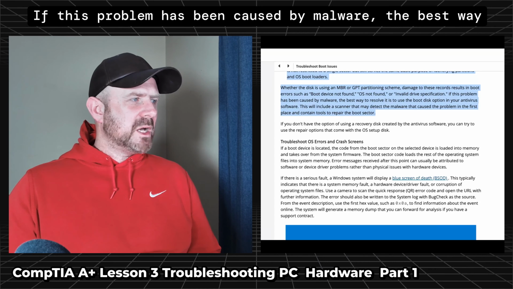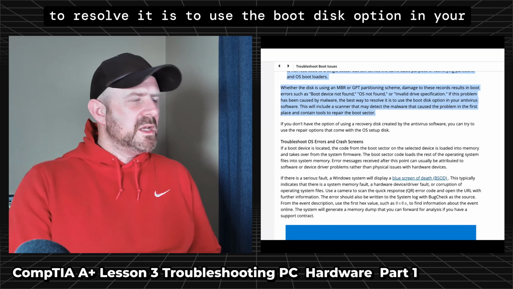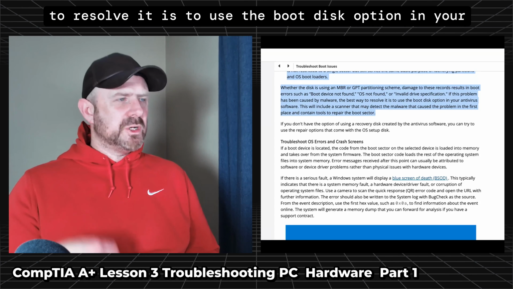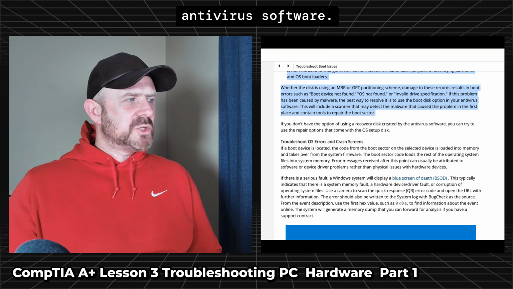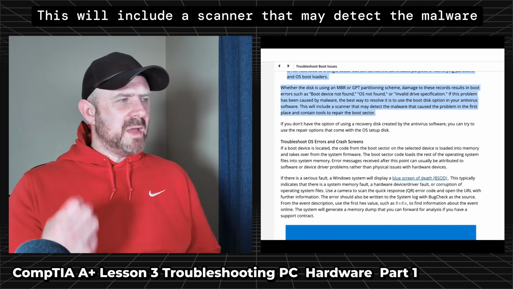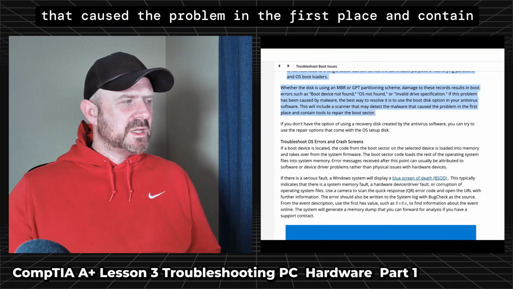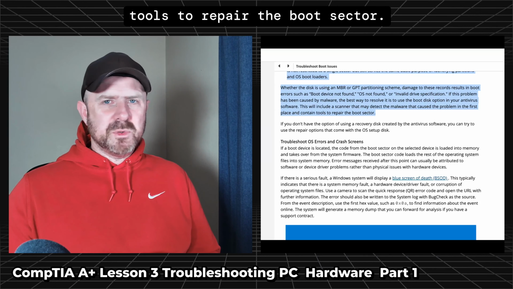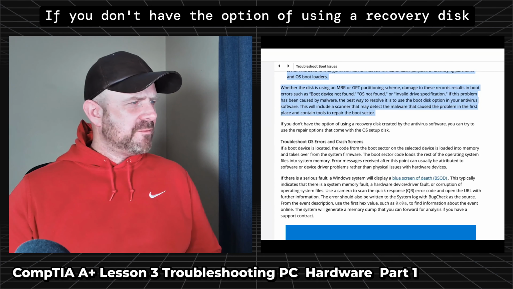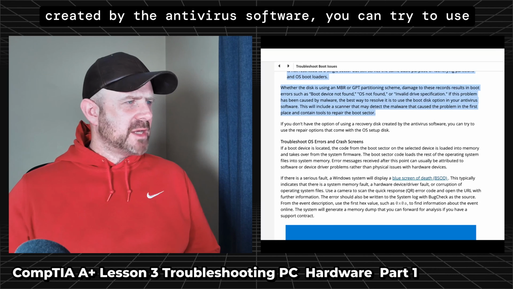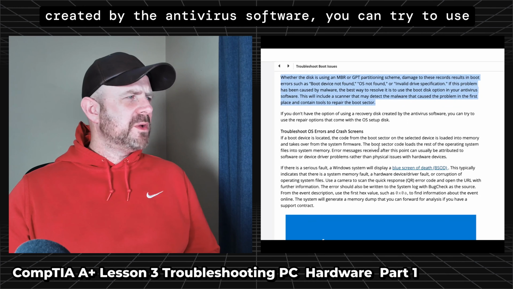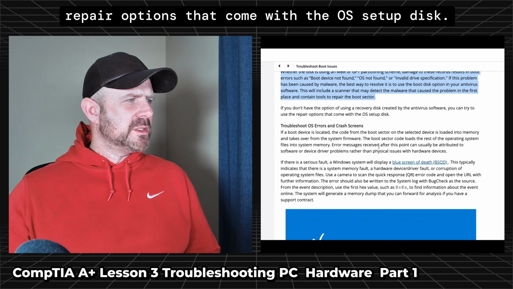If this problem has been caused by malware, the best way to resolve it is to use the boot disk option in your antivirus software. This will include a scanner that may detect the malware that caused the problem in the first place and contain tools to repair the boot sector. If you don't have the option of using a recovery disk created by the antivirus software, you can try to use the repair options that come with the OS setup disk.